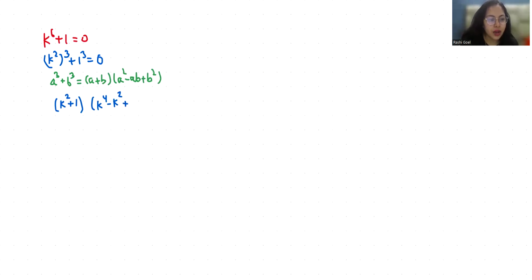So this k square plus 1 is equals to 0. So k square is equals to negative 1, or k is equals to plus minus square root of negative 1, which is equals to plus minus iota.